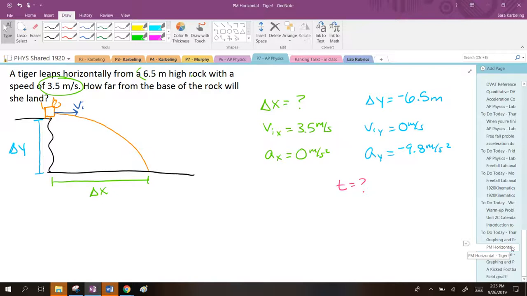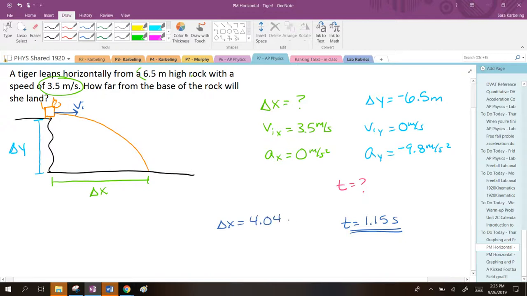Did we find out how far she went? 4.04. Oh, good for us. Let me just write that down. That's okay. 4.04, but I used 1.15 seconds, and then that resulted in a delta X of, what was it, 4.04 meters?